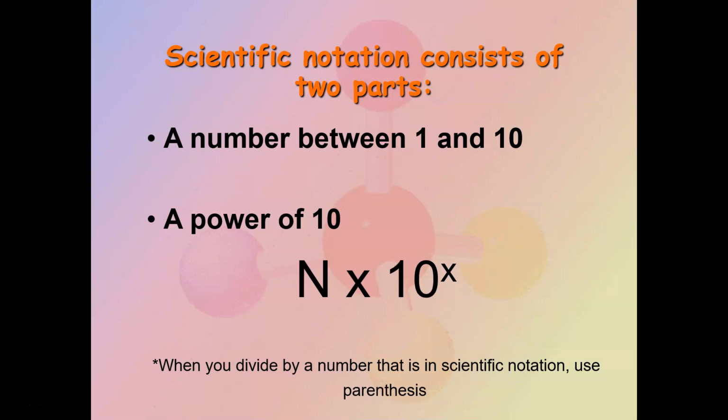So how scientific notation will look is it will always have a number between 1 and 10. 2.5, 7.8, it will have a number. And then it will have a power of 10. So n, being our number from up here, times 10 to a certain number. Keep in mind, when you divide by a number that is in scientific notation, you are going to want to use parentheses on your calculator to save yourself the headache.